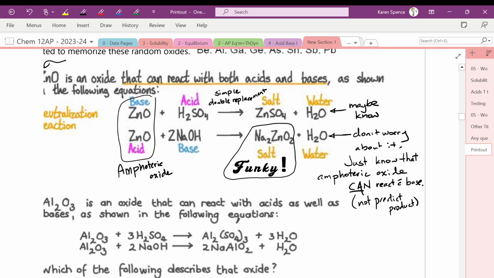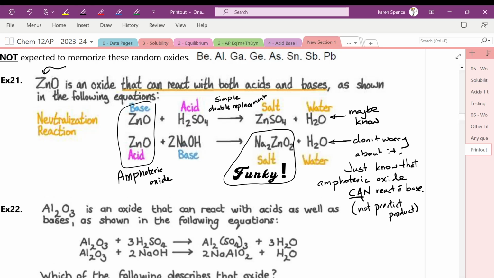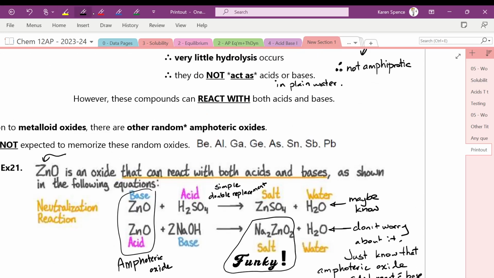So here's an example. We have Al2O3. Once again, is that a metalloid? No, it's not. All the examples I could find were with zinc and aluminum. They weren't with metalloids, but these are a list of things that can form amphoteric oxides.